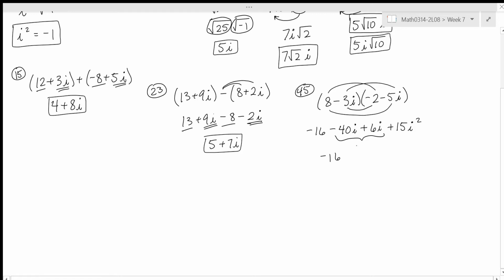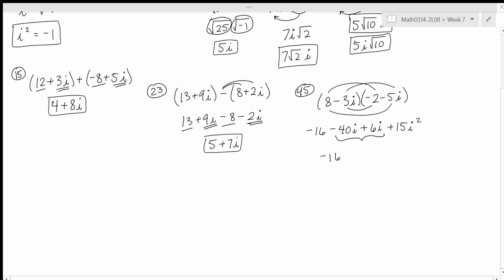Yes, Choppa. So does the i squared change the positive 15 to negative 15, or does it change just the 15? If you take the i squared out, it changes the 15 to negative, because you're multiplying. That is correct.